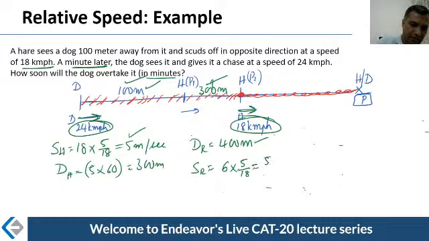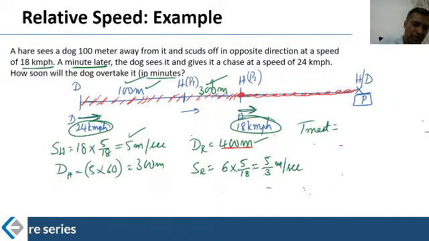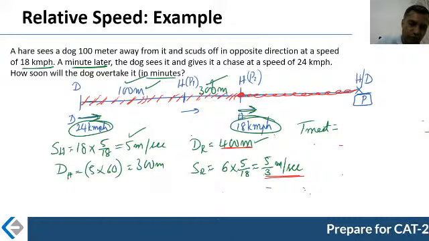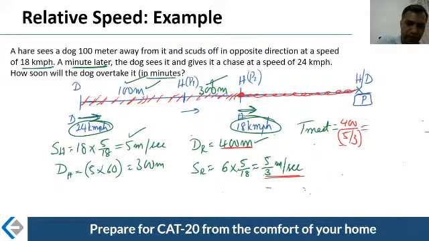Therefore, you would say that this is nothing but 5 by 3 meters per second. Good. I get the time now. Therefore, what is the time of meet? Distance by speed. Do I know the distance? Yes. Do I know the time? Yes. Therefore, you would say that 400 divided by 5 by 3 meters per second. Okay, thereby what do I get here?